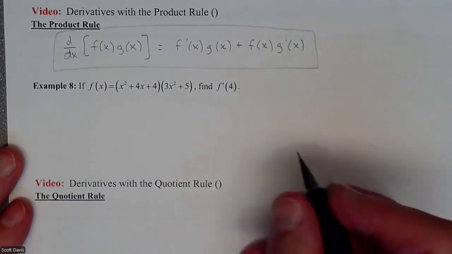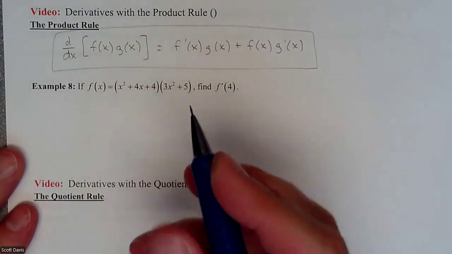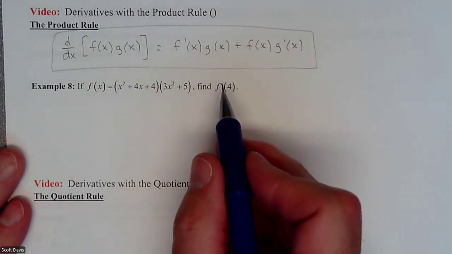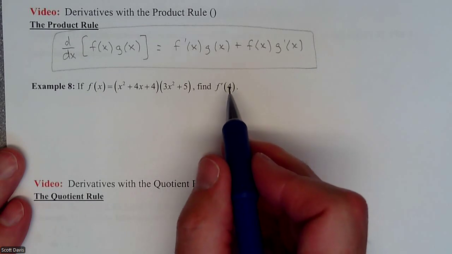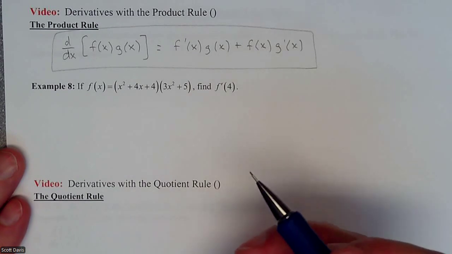All right, so here's our situation. We have this times this, which has very much a product rule look to it. We're going to be asked to do the derivative. We're really asked to find the derivative, the slope at 4, which means we need to do the derivative and then plug in the 4 to it. So let's do the derivative part first.